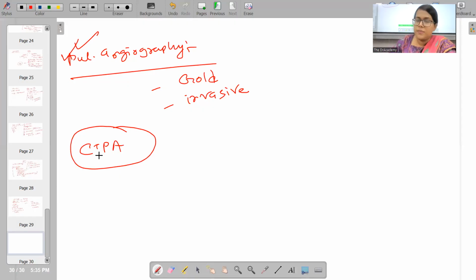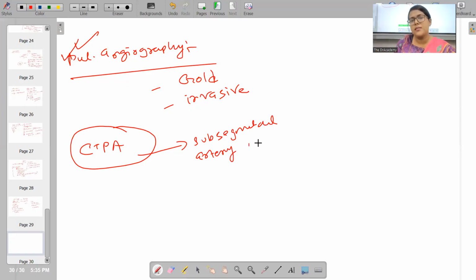Sometimes CTPA has some difficulty in picking up the segmental and subsegmental arteries. It is not able to reach or properly capture the very peripheral artery embolism involvement, okay? So subsegmental artery involvement can be missed in CTPA.